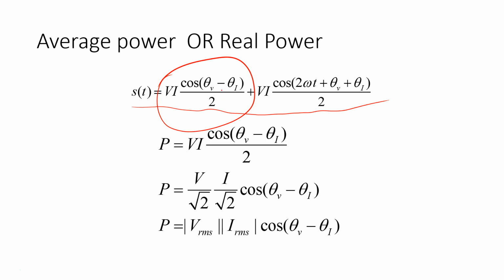Well, this is the average value that is dissipated as heat. So if I look at that value, I will see that I could just convert this form into V on square root 2 by I on square root 2 cosine theta V minus theta I. So V on square root 2 is the same as VRMS, and I on square root 2 is IRMS.